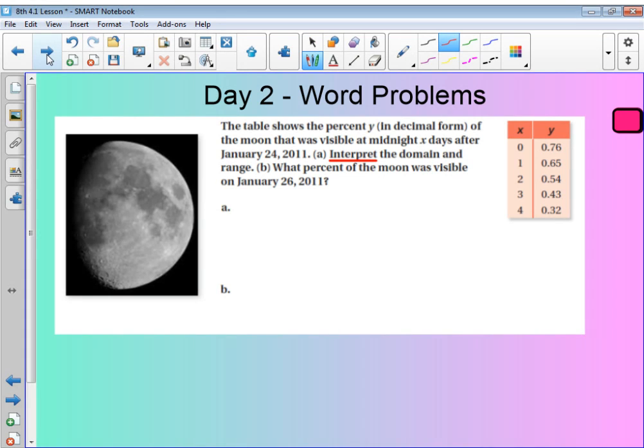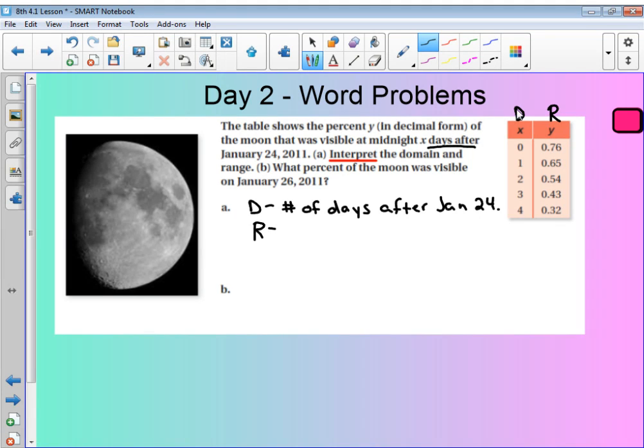So our domain is our x's, right? These are our domains. These are our ranges. So our domain is our zeros, ones, twos, threes, and fours. Because they're asking us to interpret that, they don't want us to just list 0, 1, 2, 3, 4. They want us to tell what those are. What are those x values representing? Well, they're representing the number of days after January 24th. So our domain is the number of days after January 24th.